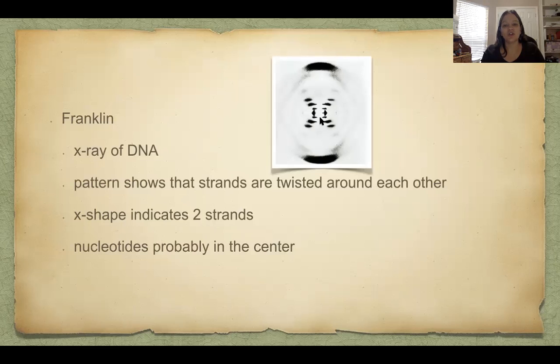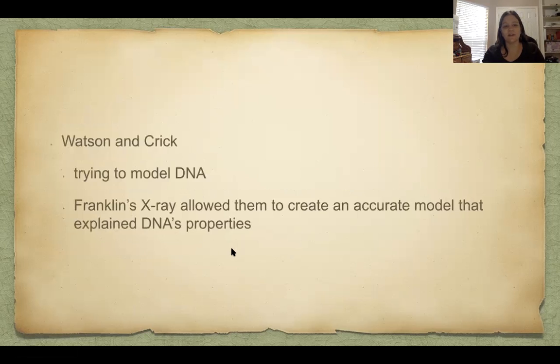The pattern shows this X shape, which is characteristic of a double helix, or two strands that are twisted around each other. Okay, so the pattern of the X-ray shows that we have strands that are twisted. The X shape indicates that there's two strands in this picture, and she surmised that probably the nucleotides are in the center.